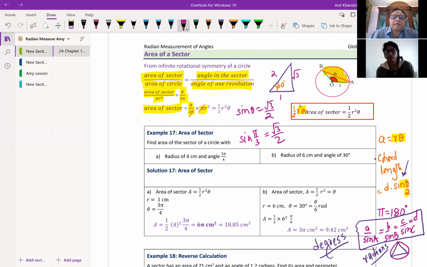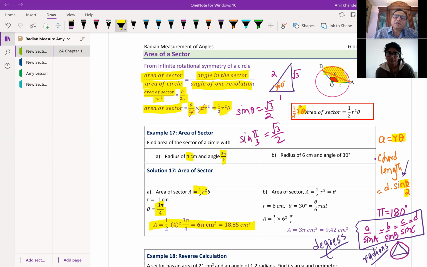Can you please read example number 17? Yes. So area of a sector. Find the area of the sector of a circle with the radius of 4 centimeters and angle 3/4 pi. Correct. So you know the formula, which is half r squared theta, right? As all the values are given to you, substitute the values and get your answer. Is that clear to you?